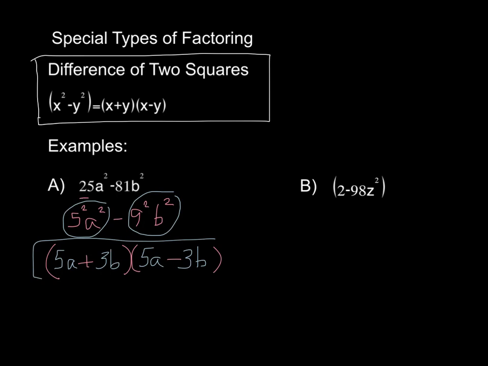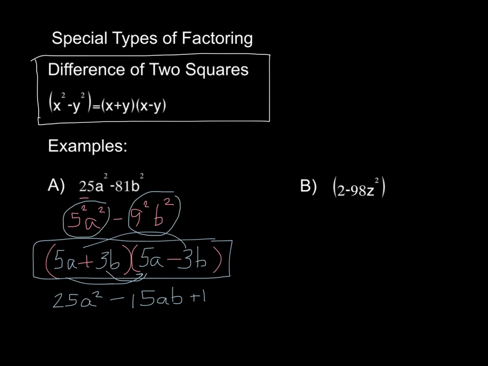So this is actually the result of factoring this, but just to be sure, we could multiply this out. So if I multiply 5a times 5a, I'll get 25a squared. If I multiply the outsides, I will get minus 15ab. The insides will give me plus 15ab, and the last will give me minus 9b squared. And what you should notice is that these two middle terms add to 0, and we're left with 25a squared minus 9b squared.